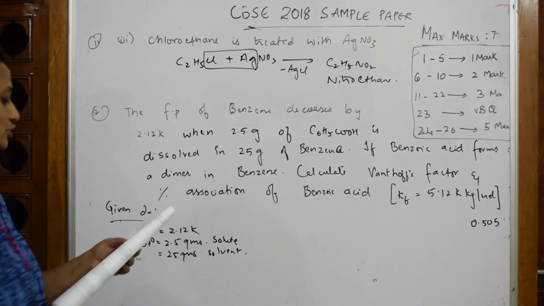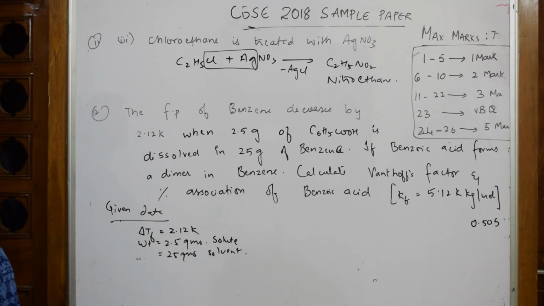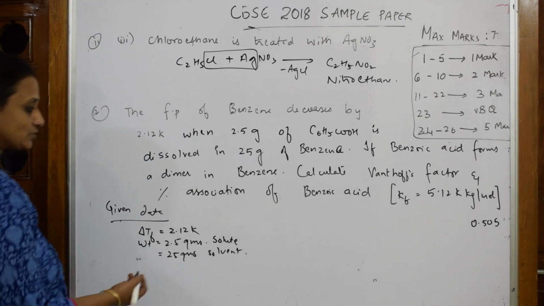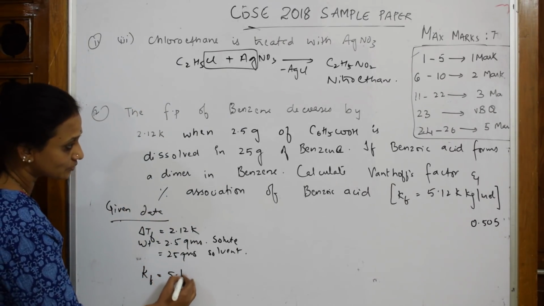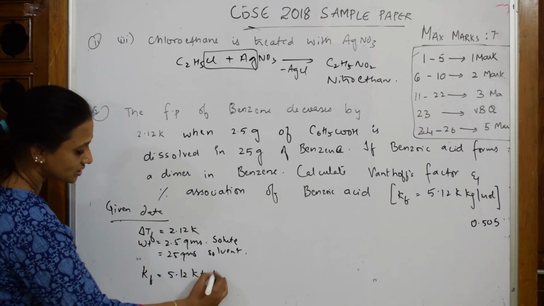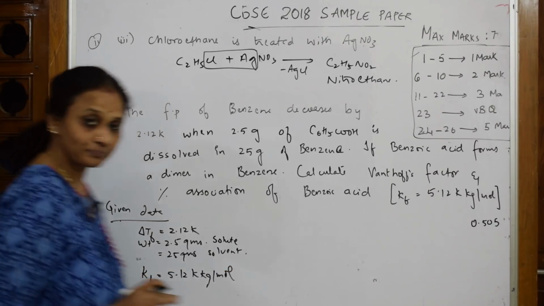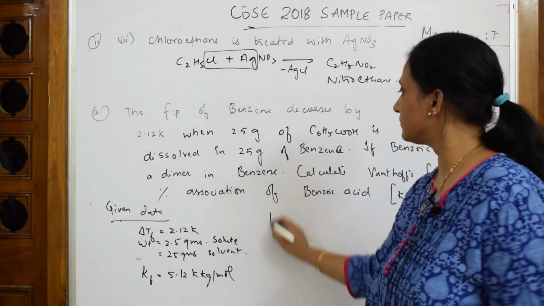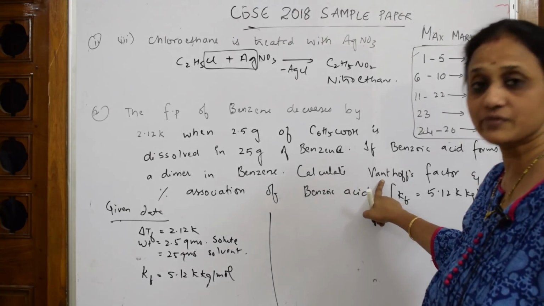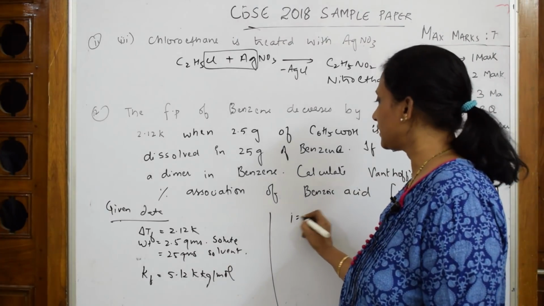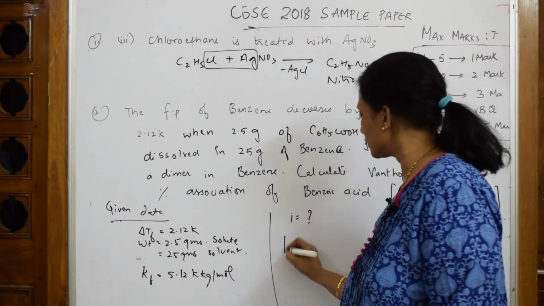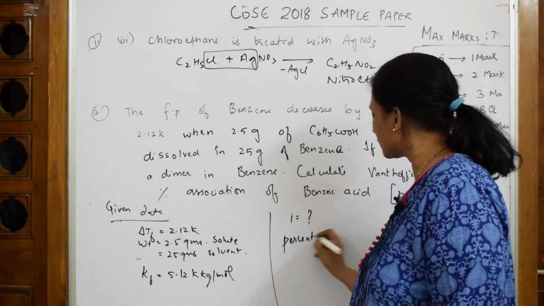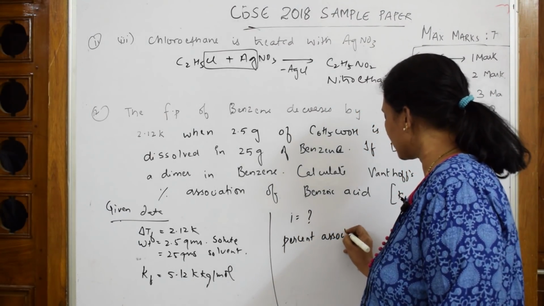Next, what else is given to me? They said calculate Van 't Hoff's factor. Okay, Kf also is given to me. Kf is given as 5.12 kg per mole. I have written this data. Now after writing this data, let me write what I need to calculate. Van 't Hoff's factor. What is Van 't Hoff's factor? I need to find i. Okay, I also need to calculate percent association. So percent association also I need to calculate.